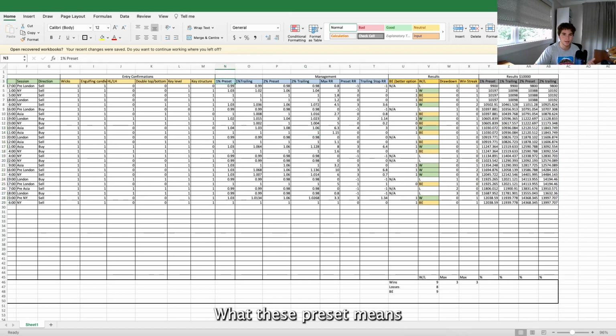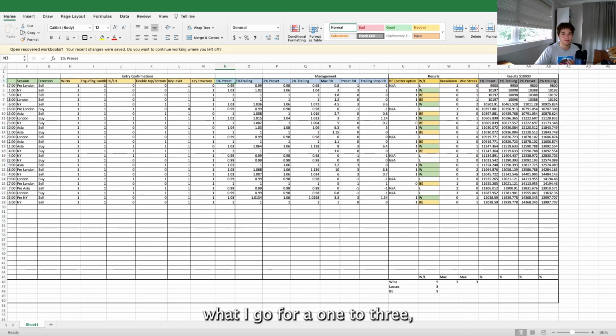What this preset means is that no matter what, I go for a 1 to 3. I went for a 1 to 2 and a 1 to 4 once over here. What this is spitting out is just a percentage as a decimal. If I lose 1R, which is 1%, the effect on this is going to be 0.99. Whereas if I win over here, I get a 1 to 3, so I make 3%. Here I lose minus 1R, 1%. Here I took a 1 to 2, so I only make 2%. Here I took a 1 to 4, so I make 4%.